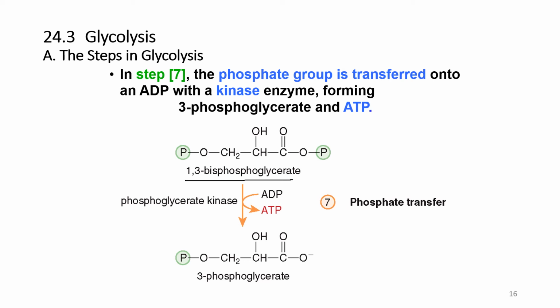So now we're going to start regenerating ATP. Phosphoglycerate kinase catalyzes what's called a substrate level phosphorylation, and one of these phosphate groups is transferred to ADP to produce ATP. And we are left with 3-phosphoglycerate.